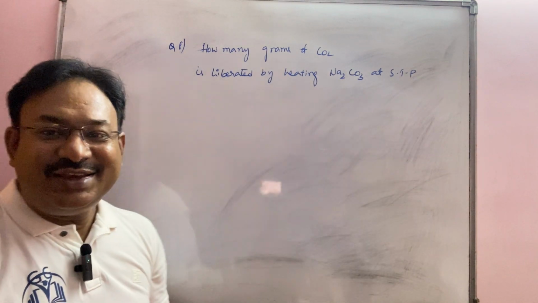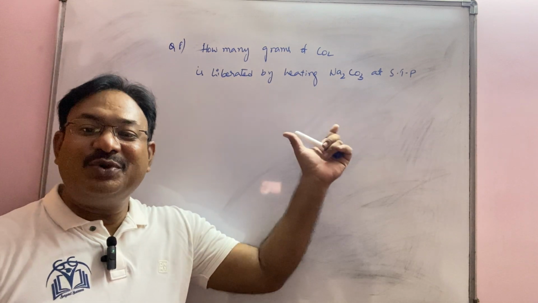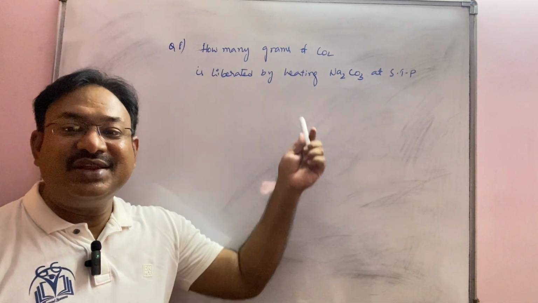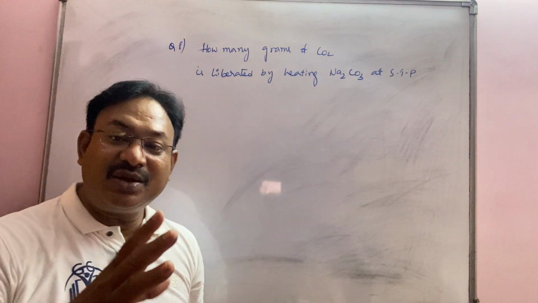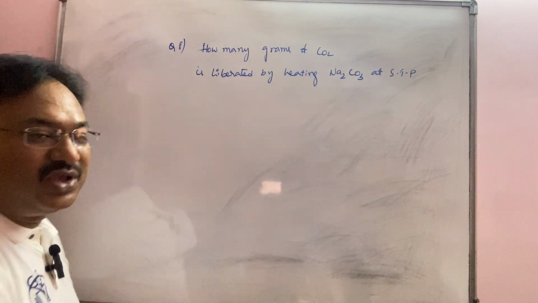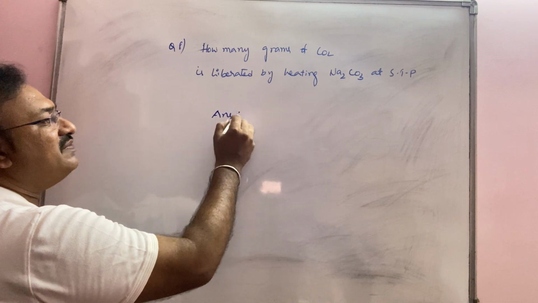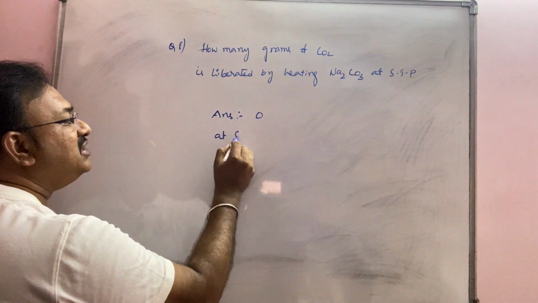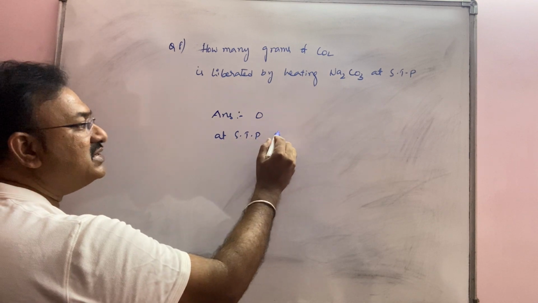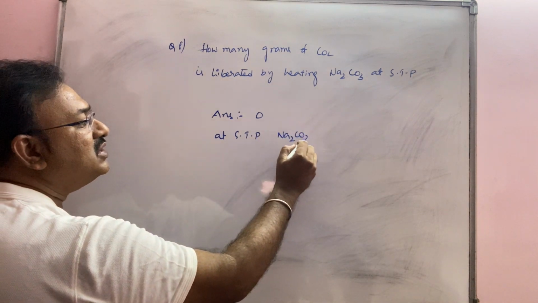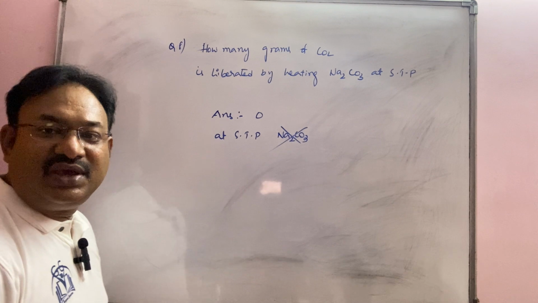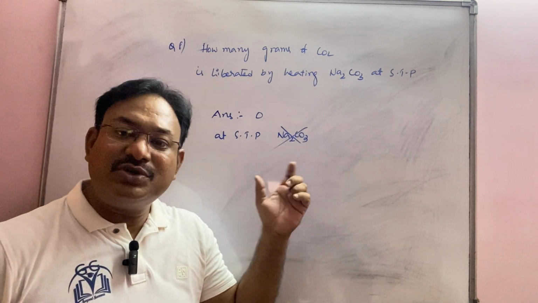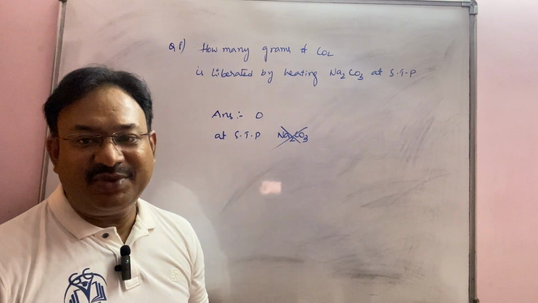So here, most people will decompose sodium carbonate and calculate carbon dioxide, but not like that. At STP, sodium carbonate never undergoes decomposition. So here the answer will be 0. Have you understood this point? At STP conditions, it is not possible to decompose sodium carbonate. That's why the answer will be 0.